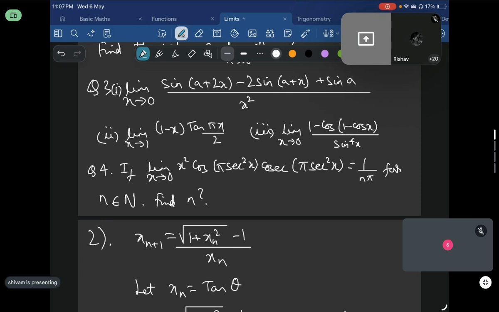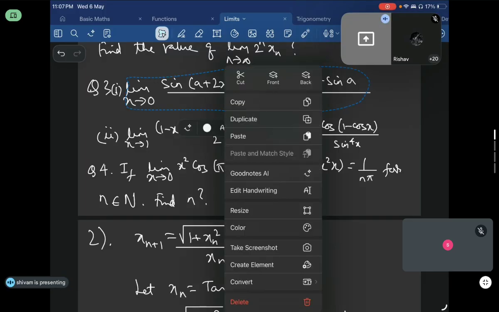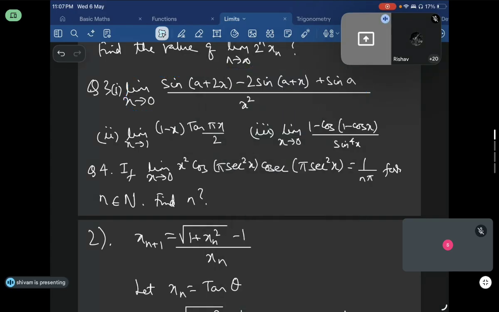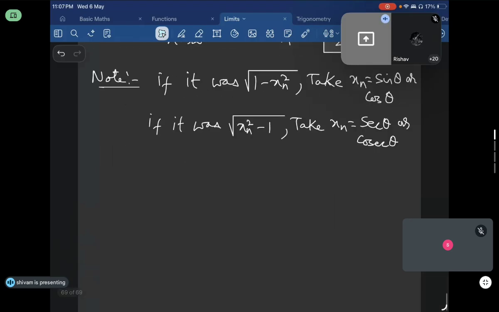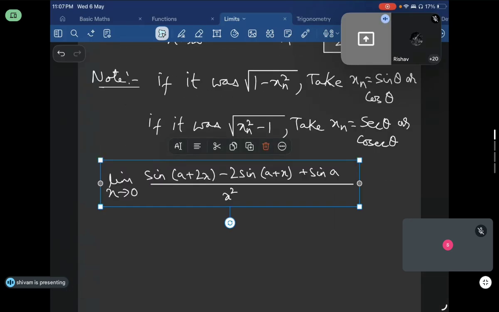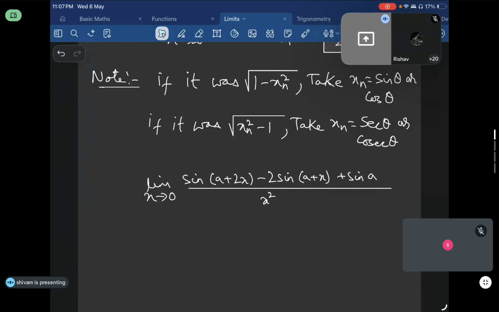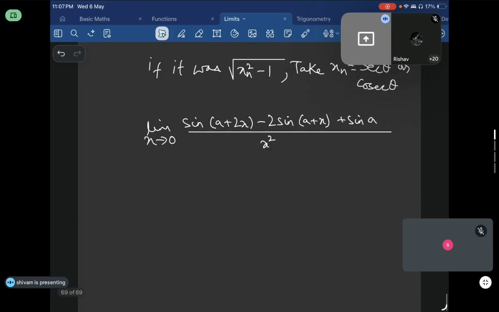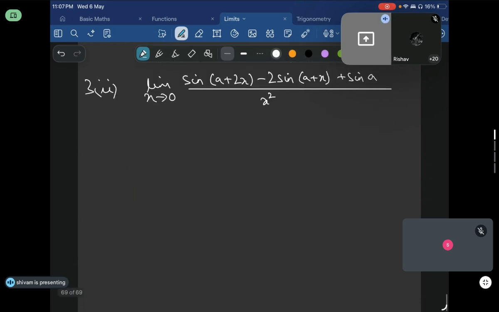3-part one, we have got sine of a plus 2x minus 2 sine a plus x plus sine a. Pay attention, everyone. If you are able to understand that the angles are in AP, a, a plus x, a plus 2x, then what you can do is factorize. You can pair some of the terms.